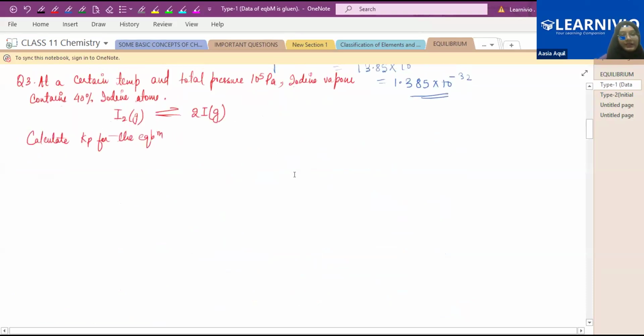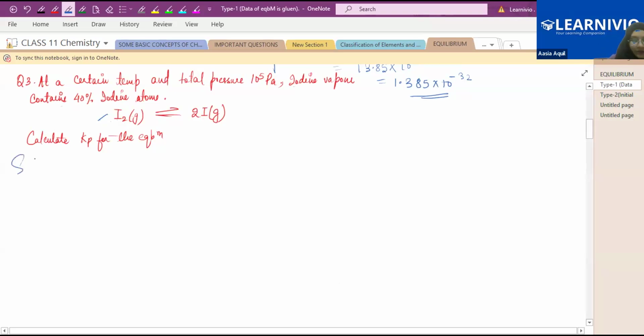Okay, now the next question is: at a certain temperature and a total pressure of 10 raised to the power 5 Pascal, iodine vapor contains 40% of iodine atoms. This is the reaction, and we have to calculate the Kp for the equilibrium, or you can say Kp for this equation.